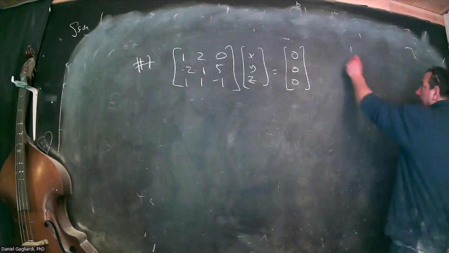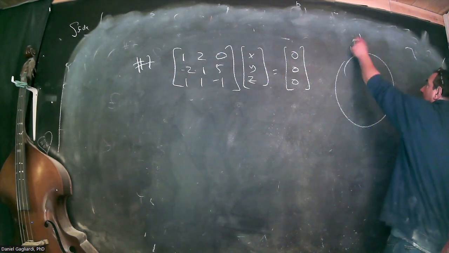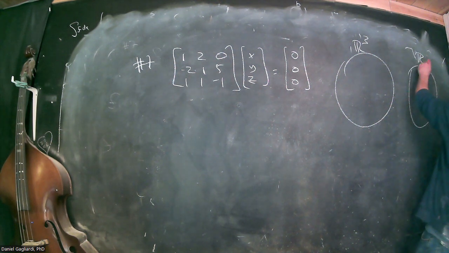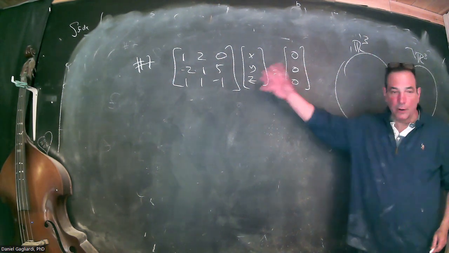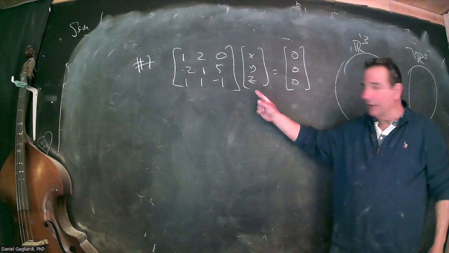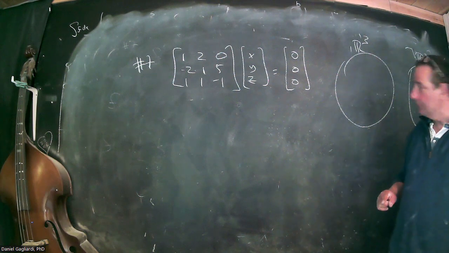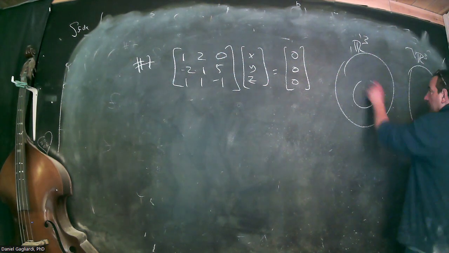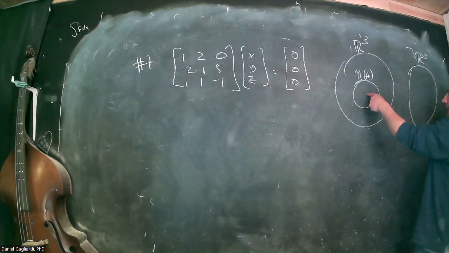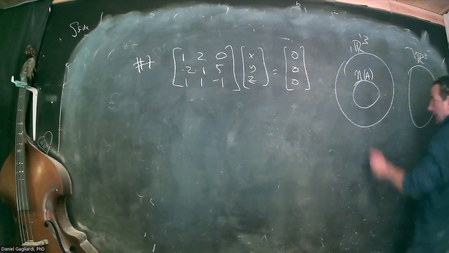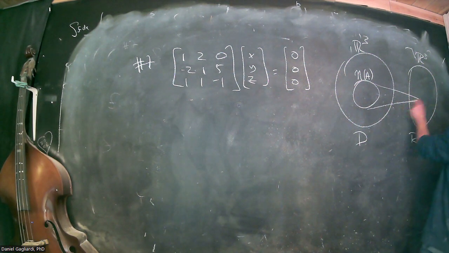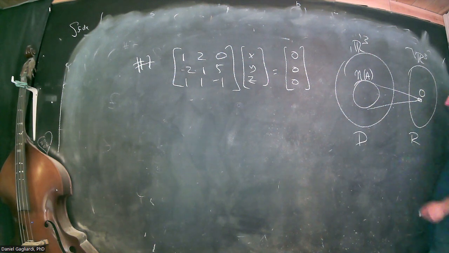I'll draw a depiction of this. Suppose this is R3 and this is R3, because this matrix maps R3 to R3. In other words, if you take an input of a three-dimensional vector, you get an output of a three-dimensional vector. What we're looking for is the null space, and that's the set of all vectors in R3, the domain, I'll call this the domain and this the range, such that those vectors get mapped to 0 in the range.